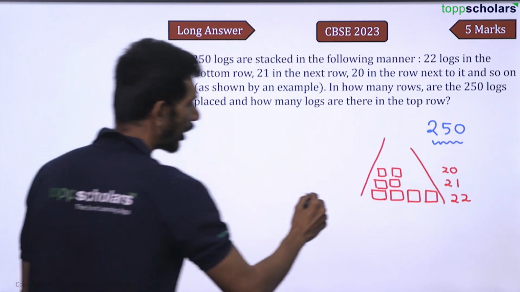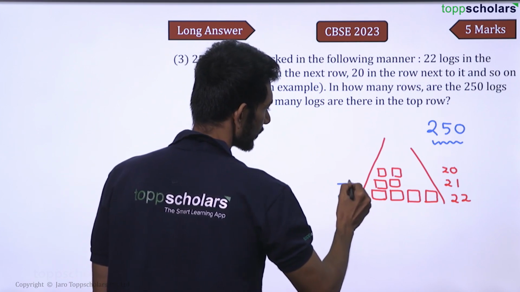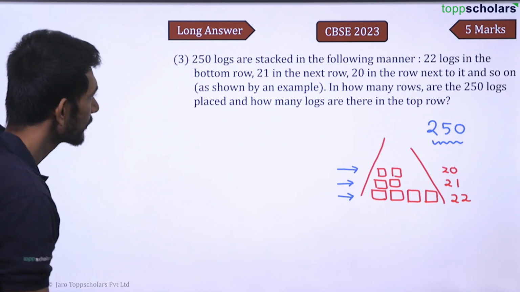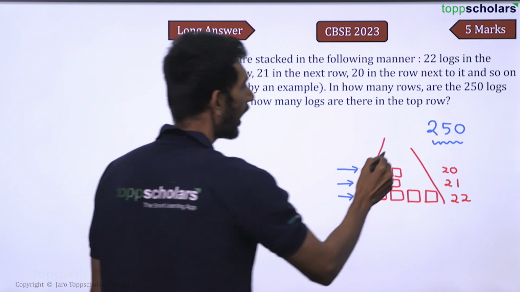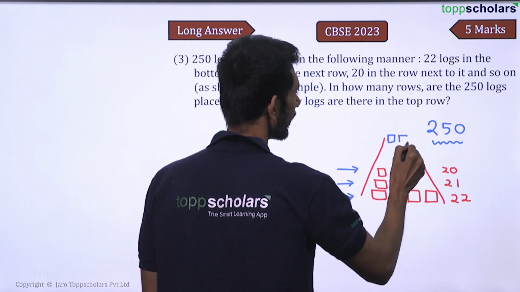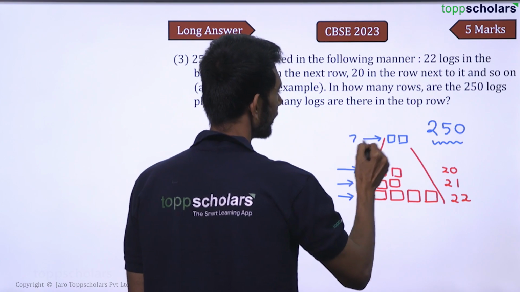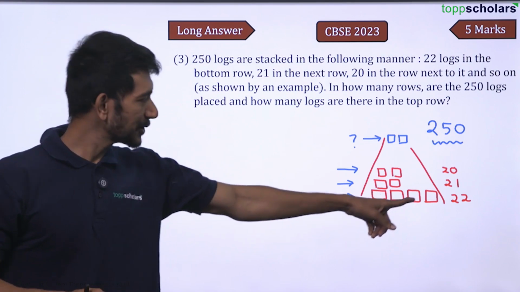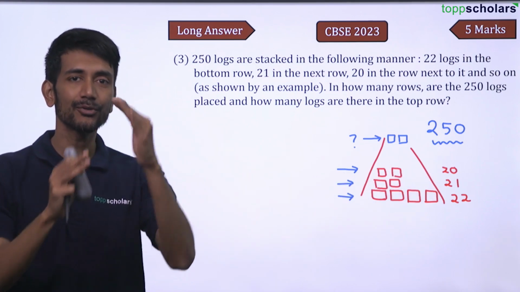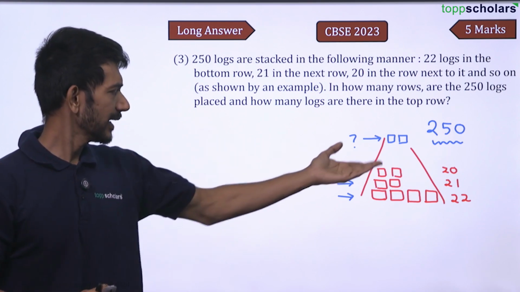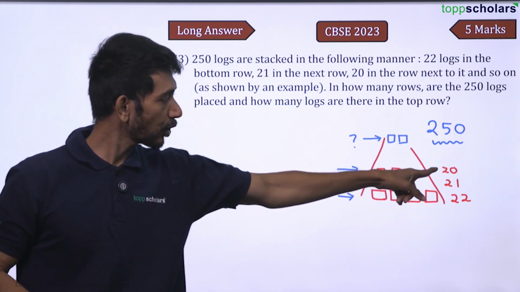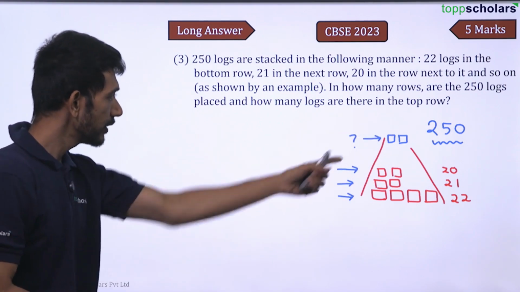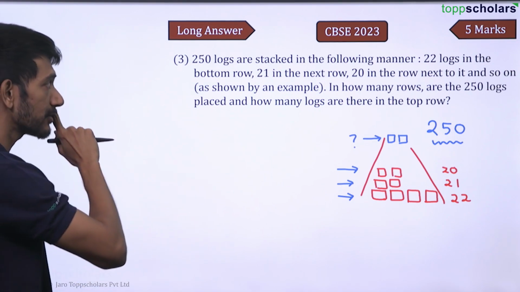So the question says, how many rows are there? That is, this is the first row, this is the second row, this is the third row, and so on. How many rows are there? That is the question. And they are asking, how many logs are there in the topmost row? In the topmost row, not necessarily one. Just because the number is getting reduced, that does not mean it is going to stop at 1, right? It can stop at 10 also, at 18 also, at 14 also. We don't know, right?